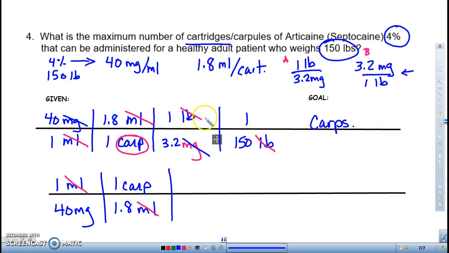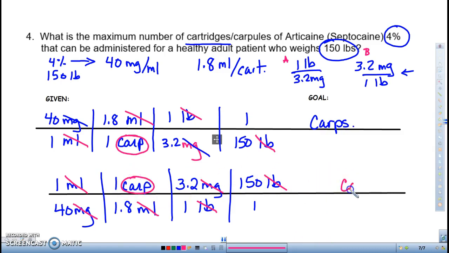Here I'm going to say instead of for every pound you're going to use 3.2 milligrams of the drug, I'm going to flip that over. I'm going to say I'm going to use 3.2 milligrams of the drug for every 1 pound of body weight. And let's see here. My milligrams here in the numerator cancel out with milligrams in the denominator. Instead of putting the 150 pounds in the denominator, let's put the 150 pounds in the numerator. And if you want something in the denominator, just put a 1. Pounds down here cancels out with pounds up here, and I'm left with what units? Carps in the numerator, which is what I wanted.